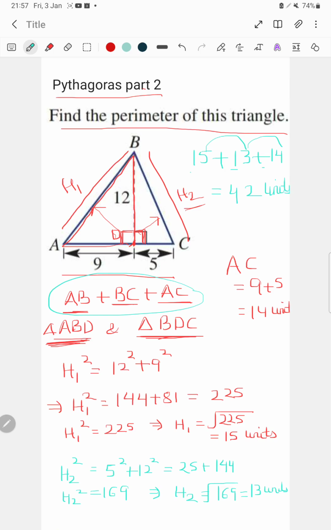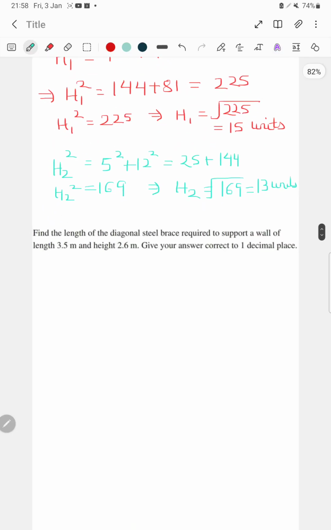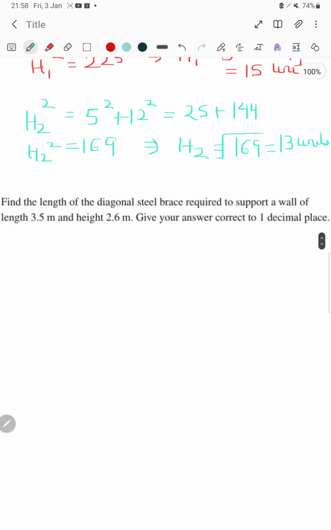I hope I made every point clear. Then we have the next question: find the length of the diagonal steel brace required to support a wall of length 3.5 meters and height 2.6 meters. Give your answer to one decimal place.